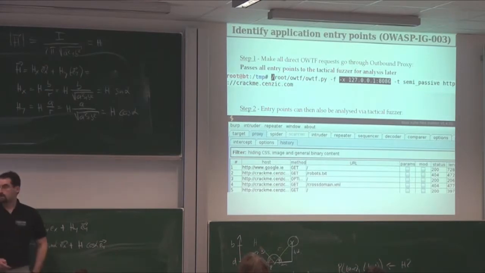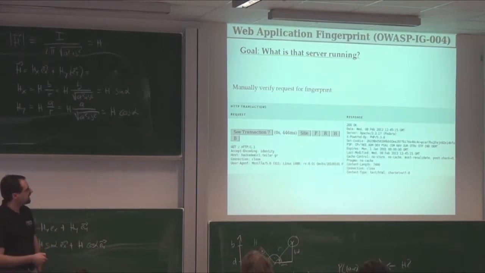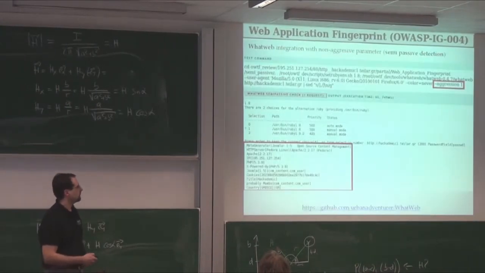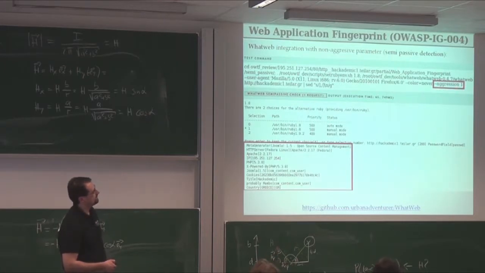Okay. Now, for the fingerprint, we can of course try to use the same transaction information, but we have more options. WhatWeb is a very good tool for this, and with this aggression parameter set to 1, it will do the fingerprinting test semi-passively. So this will just visit the site as a normal user would, and in here you have a summary of all the information found, which is quite a lot.